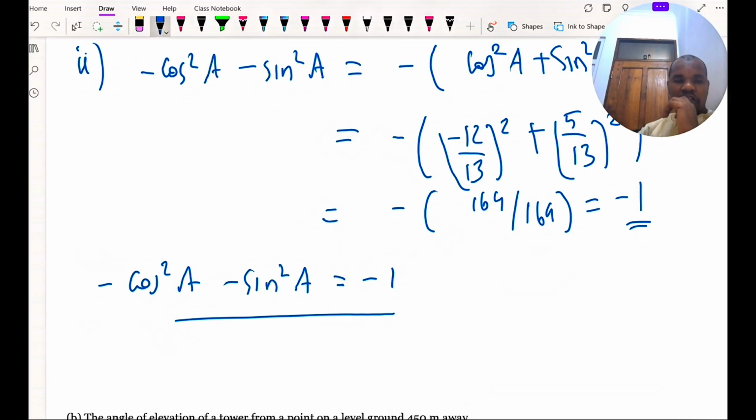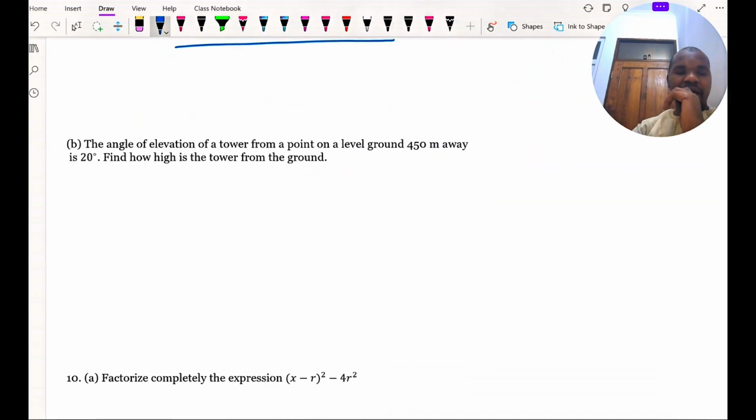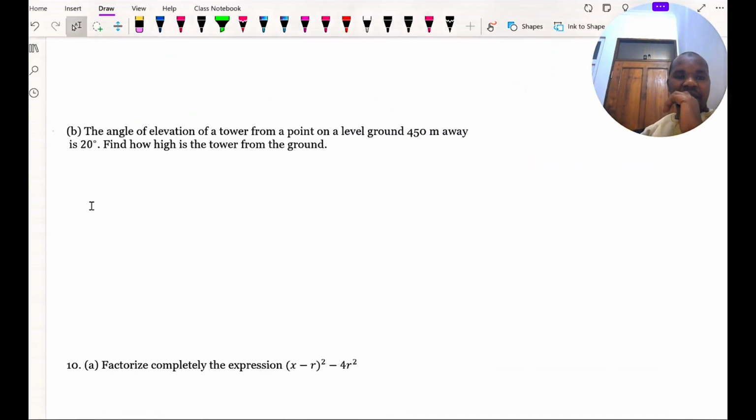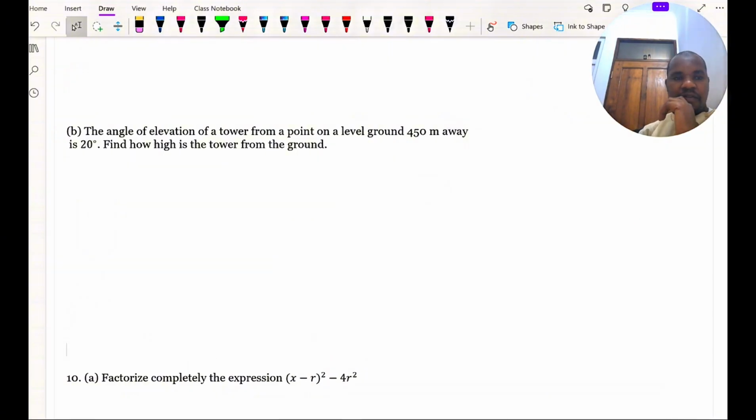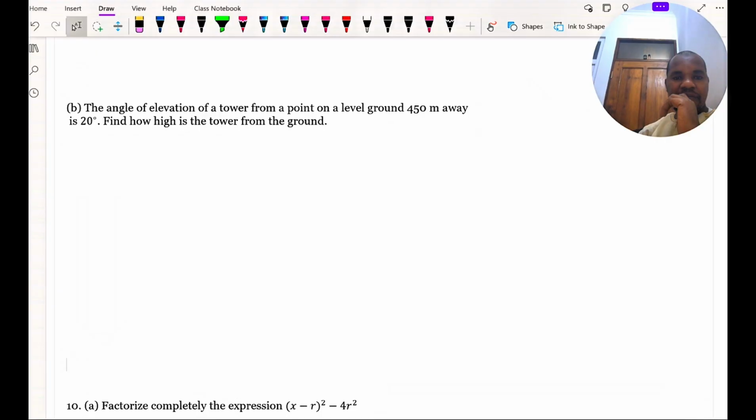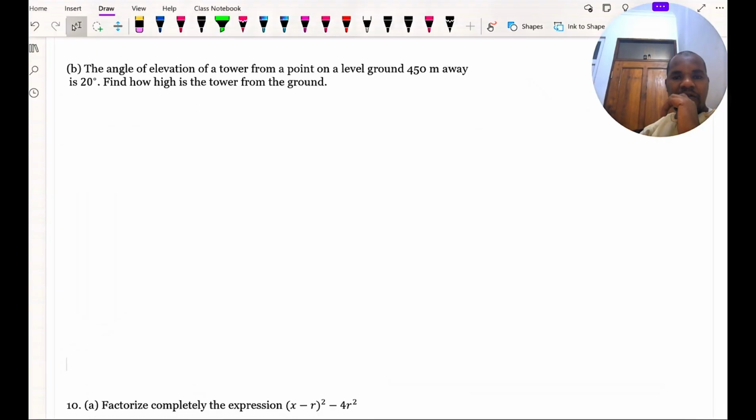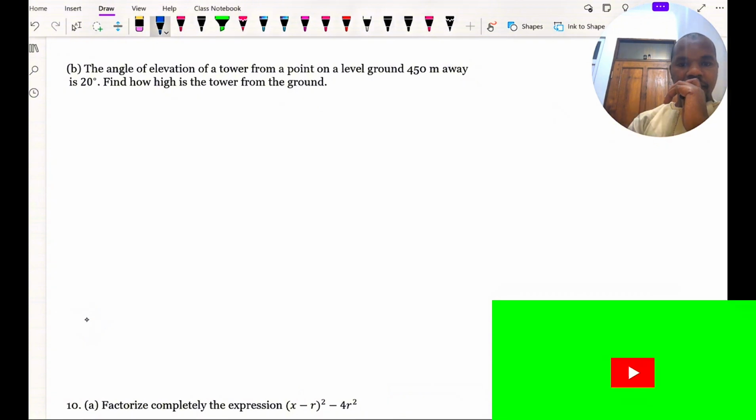We are going to jump to question number 9b. We were told that the angle of elevation of a tower from a point on level ground 450 meters away is 20 degrees. Find how high the tower is from the ground.